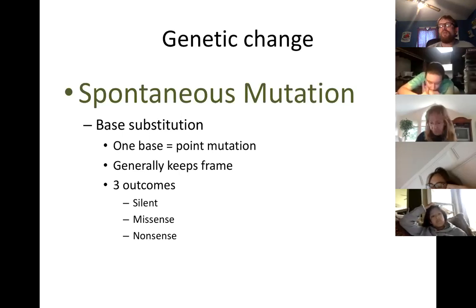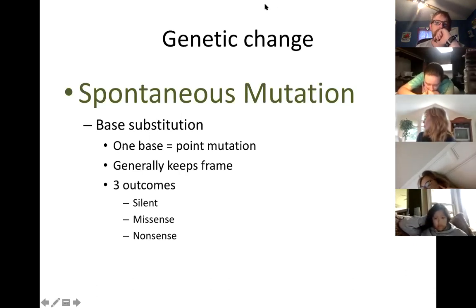Now, what we're going to talk about here is not primarily prokaryotic in the sense of these mutations that we're about to go over can also occur in eukaryotic cells. So this is where we're going to take our break.